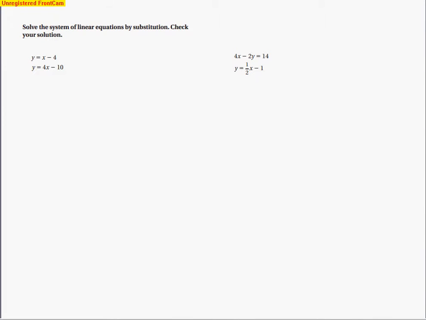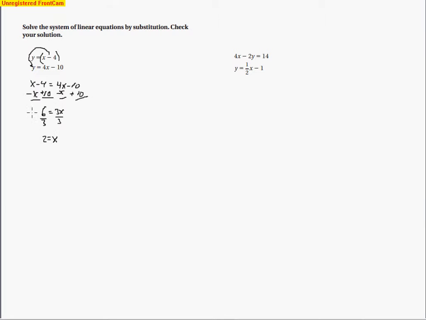This first problem worked really well with substitution because y equals 2 expressions. So since y is x minus 4, let's put that in place of the y down below. So I've got x minus 4 equals 4x minus 10. I'll solve this by moving x's to one side, constants to the other side. And this is what we've got now: 6 equals 3x. I'll divide by 3, and I've got 2 equals x.